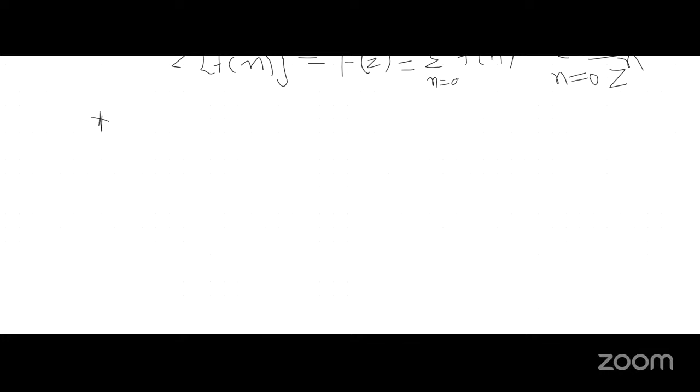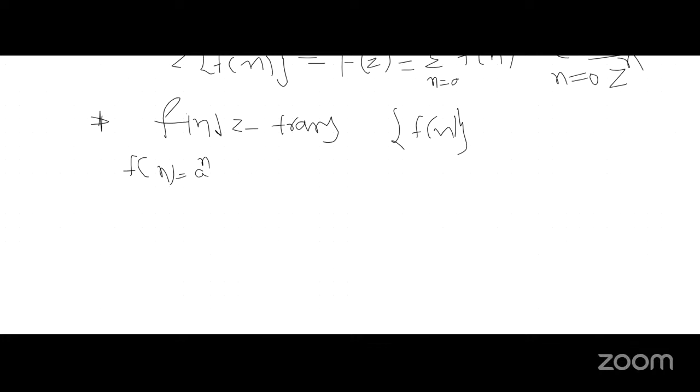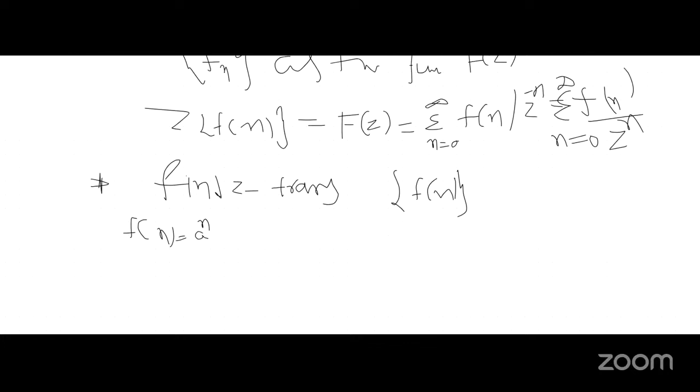So find the Z transformation of the sequence f of n, where f of n equal to a power of n. Okay, the series f of n equal to a power of n. So this is the solution.